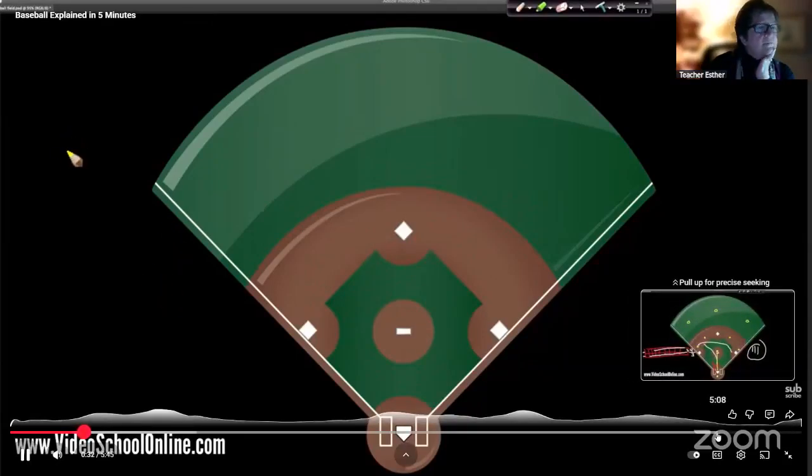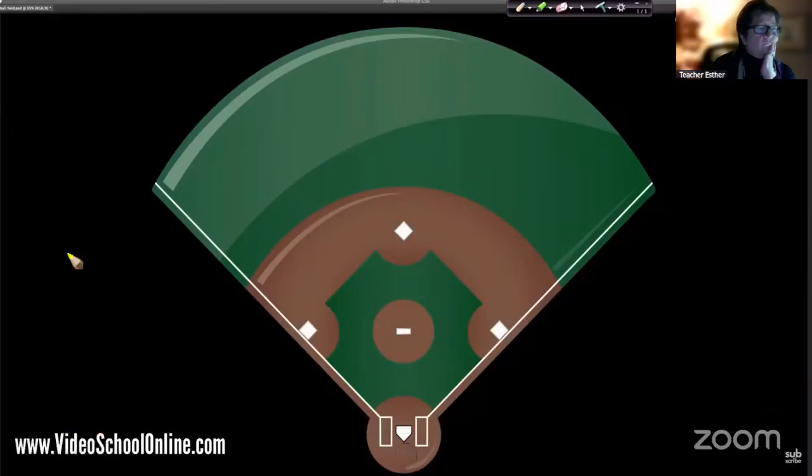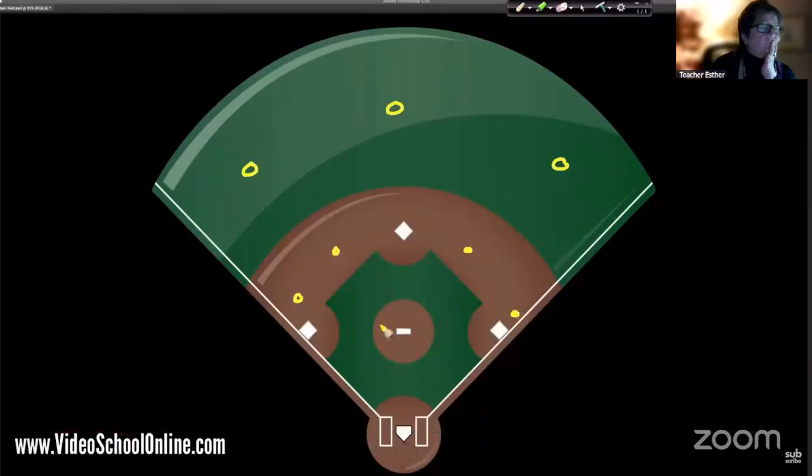Okay, so the basic premise of the game is that you have two teams that each have 9 players, and whoever scores the most runs wins. So runs are like points. How is it set up? Well, the defense plays out in the field, and they are situated in the field like so. Now they can move around a little bit, but this is basically where they stand.